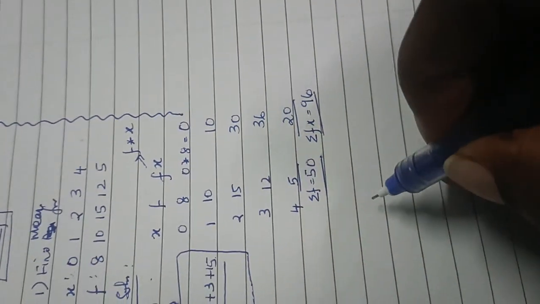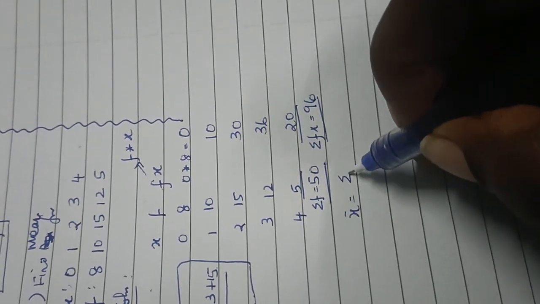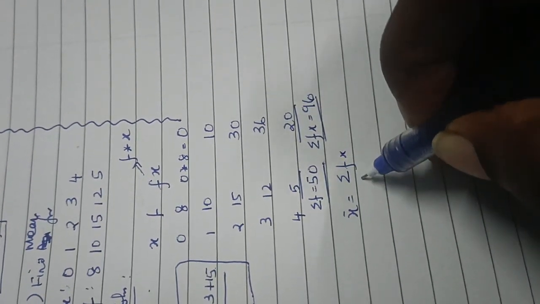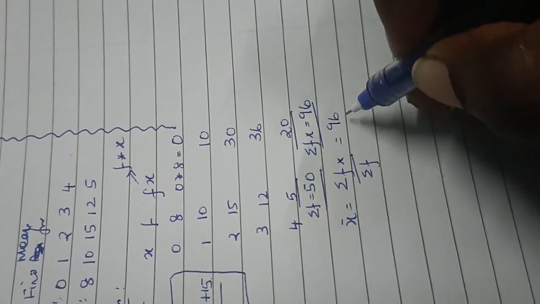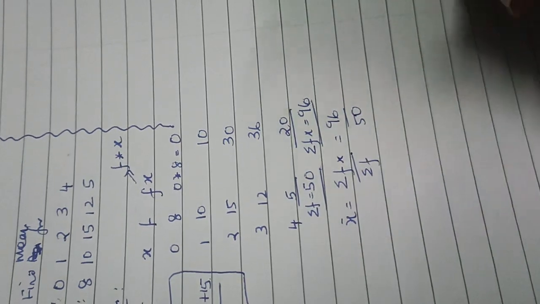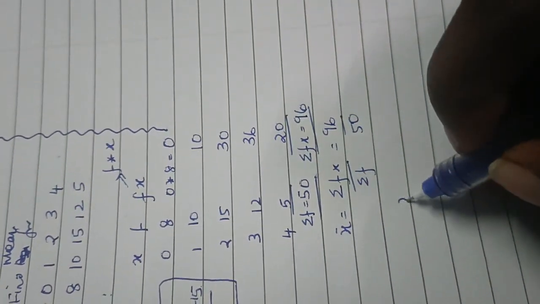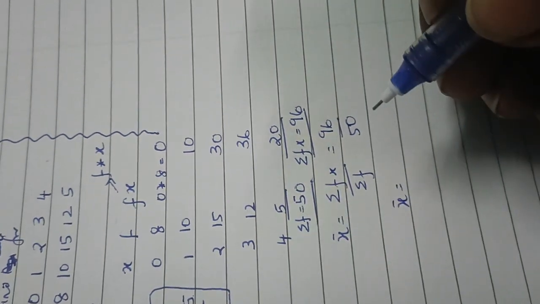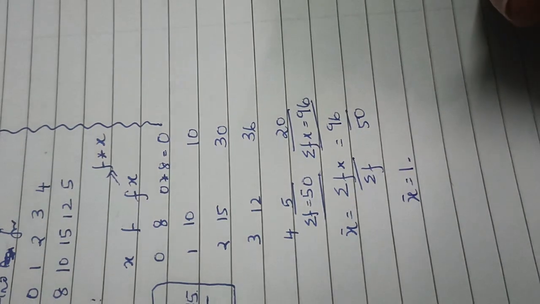So now we have x bar, summation fx by summation f, which is 96 by 50. Okay, so I have to write the answer, right? Because this is a huge calculation for me, I'm going to do something.